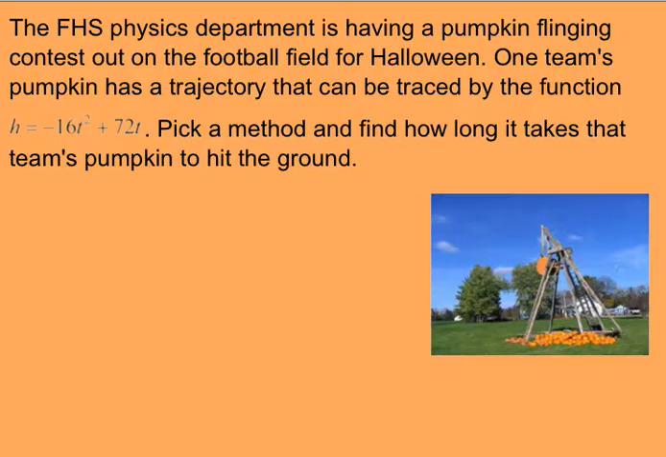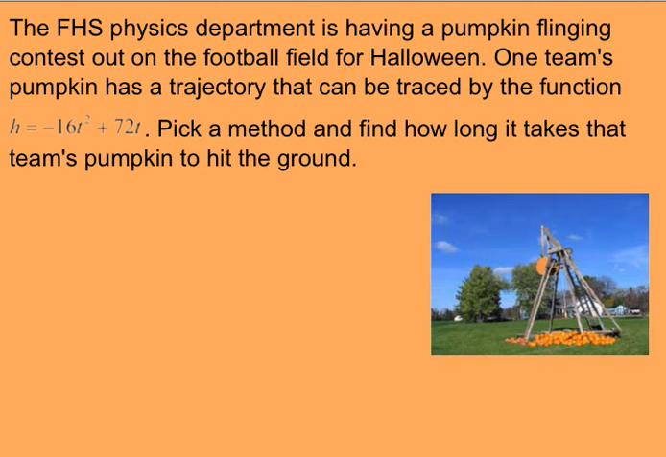So let's go ahead and take a look at an example of a word problem. It says the FHS physics department is having a pumpkin flinging contest out on the football field for Halloween. One team's pumpkin has a trajectory that can be traced by the function h is equal to negative 16t squared plus 72t. Pick a method and find out how long it takes the team's pumpkin to hit the ground.